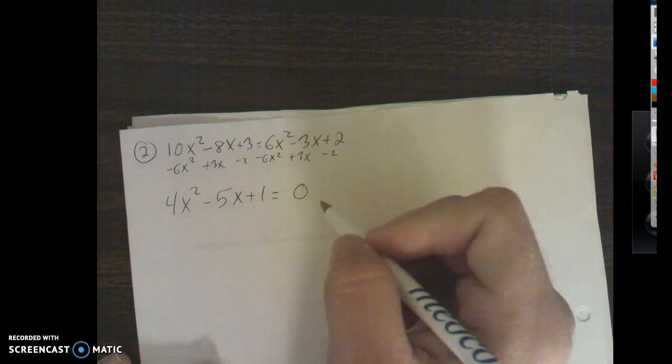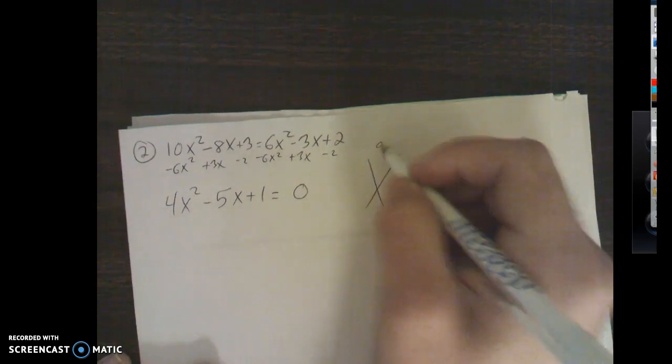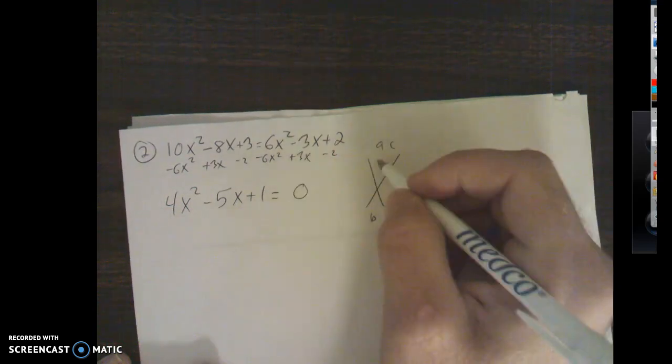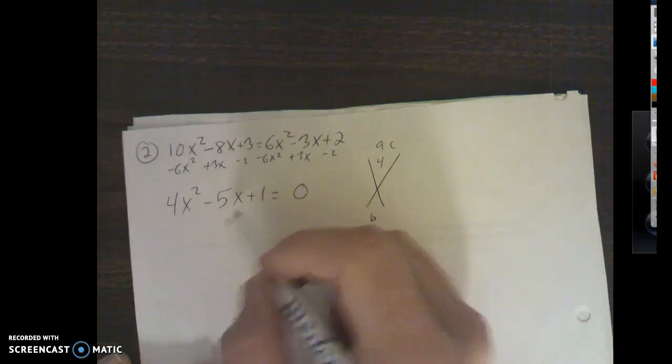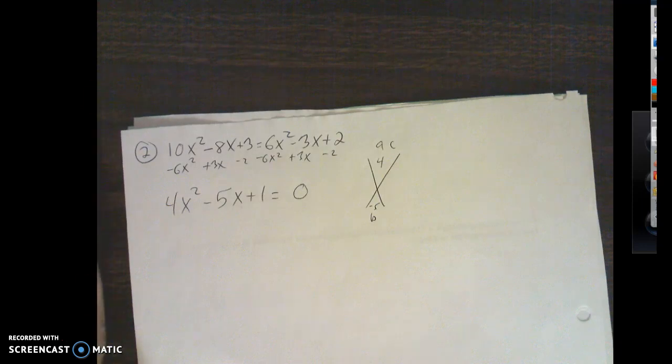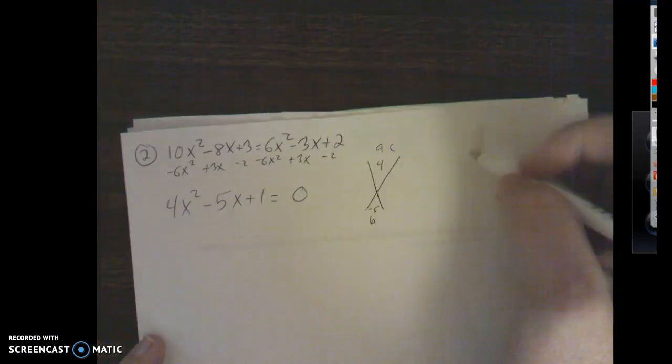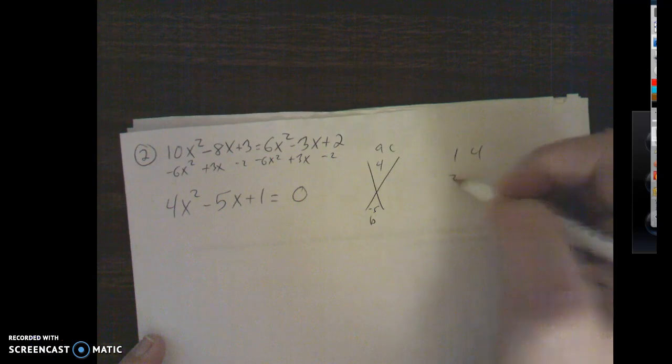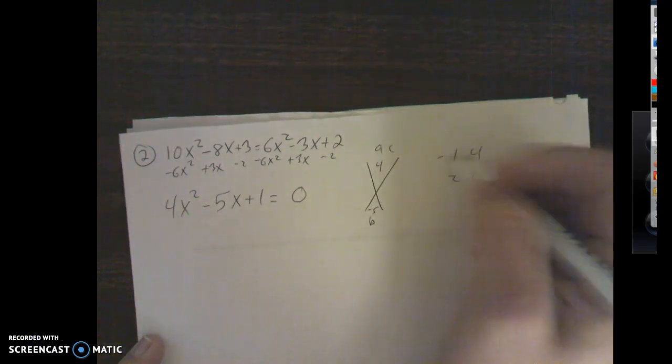So now there's no more GCF I can take out. So I'm doing my A, C, B. 4 times 1 is 4, A and C. And my B is negative 5. Now I'm thinking of numbers that can multiply to give me 4. 1 and 4, 2 and 2, that add to negative 5. Negative 1, negative 4.